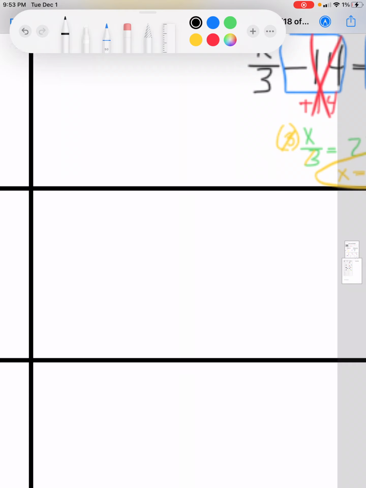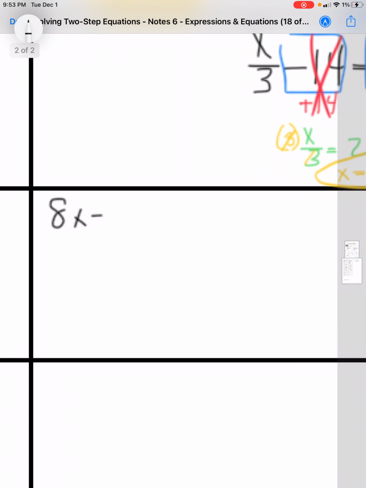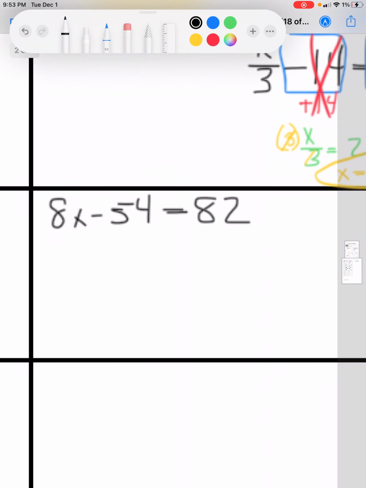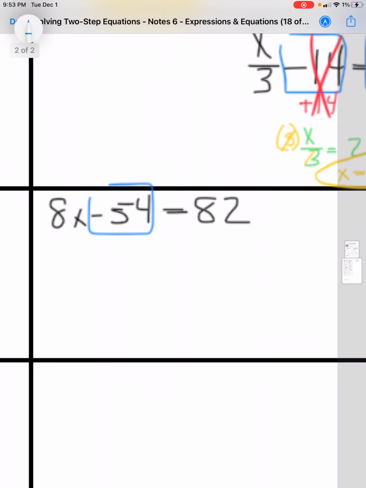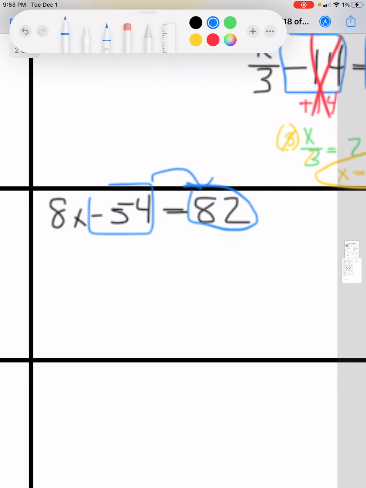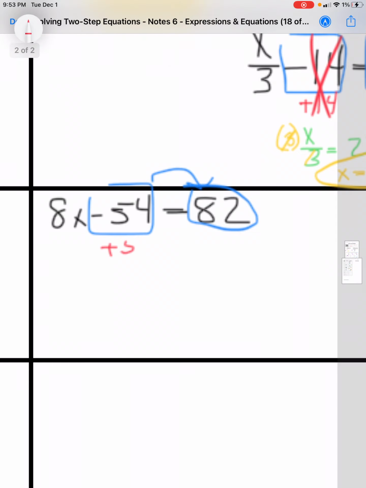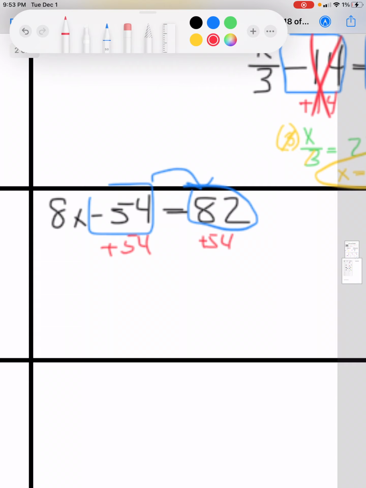All right, moving on. Number 9. 8x minus 54 equals 82. Again, we're going to combine like terms. Move 54 over to the right side. I forgot to circle that in. So what's the opposite of negative 54? Add 54 to both sides. It's going to be a pretty big number. I believe that is going to be 136.